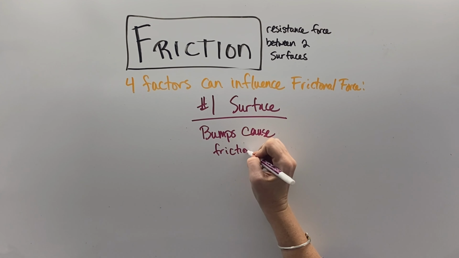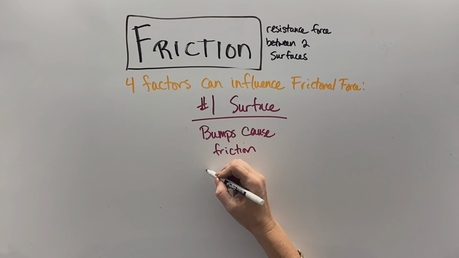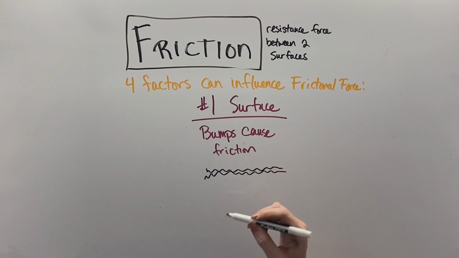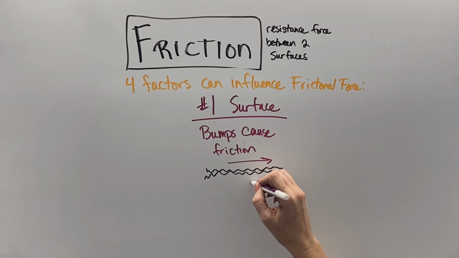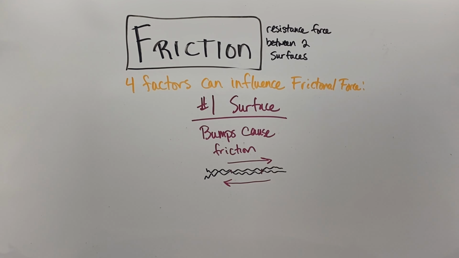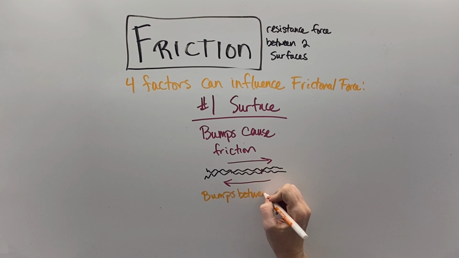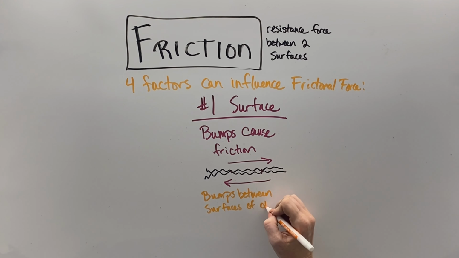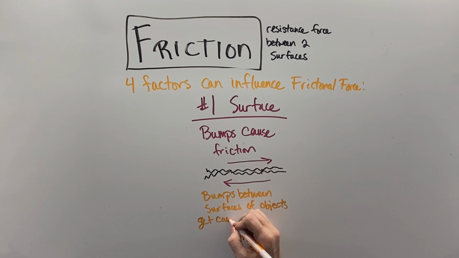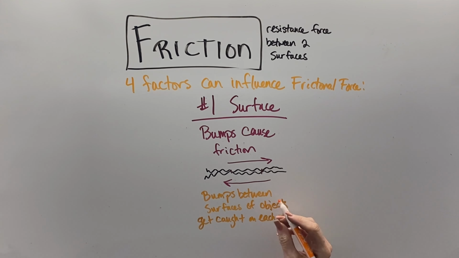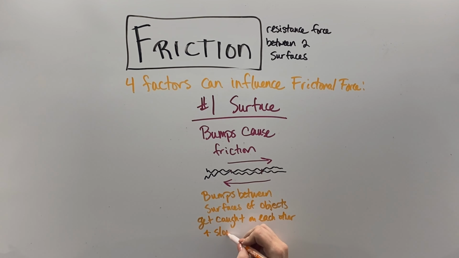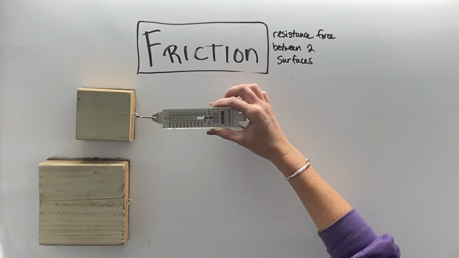The first factor to think about when we're looking at friction is bumps, because bumps cause friction. All surfaces have some bumps, and when you have two surfaces or two objects moving in opposition to each other, those bumps between them get sort of stuck on each other, and the more the bumps get stuck, the more friction that you have. This then causes motion to slow down.